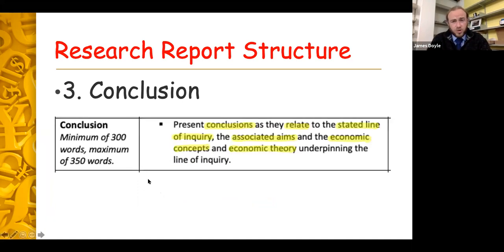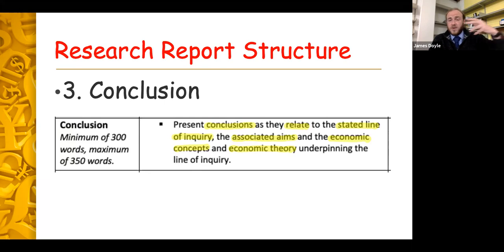Okay, we've 350 words, which in the context of the overall research study is quite a sizable piece. Now, what they're asking you to do is present conclusions as they relate to the stated line of inquiry, the associated aims, and the concepts in economic theory underpinning the line of inquiry. So let's break that down. You're looking to conclude on your line of inquiry and conclude on your aims. On your aims, whether you've given 2, 3, or several aims in the introduction, you need to be answering those aims here very simply.